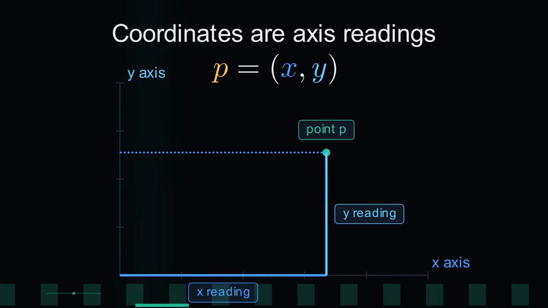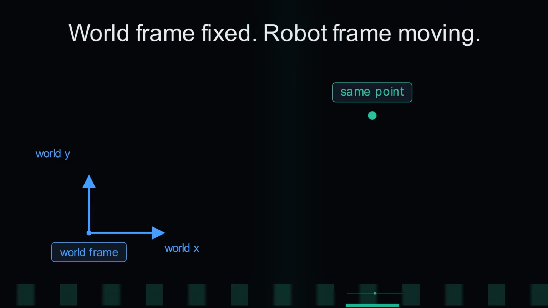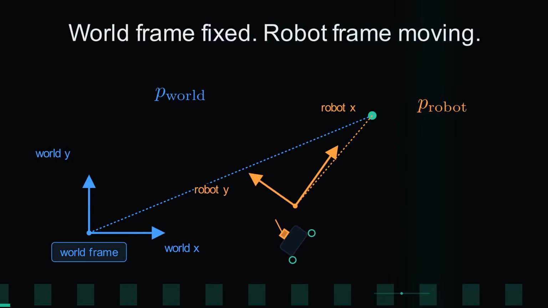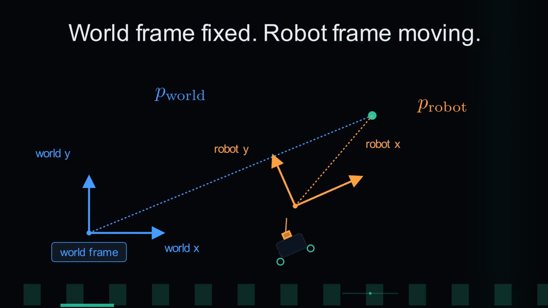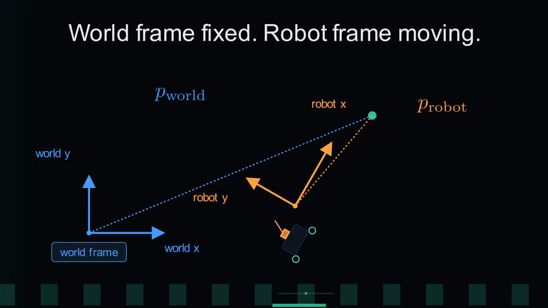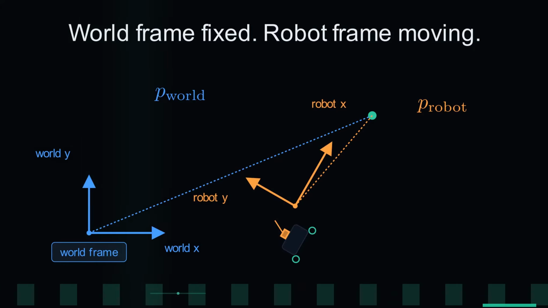A world frame can stay fixed while the robot frame moves with the robot. Its axes travel and turn continuously with the body through every maneuver. The point can stay still while its robot frame coordinates change. That is not motion of the point. It is a new description from a moving ruler attached to the robot.